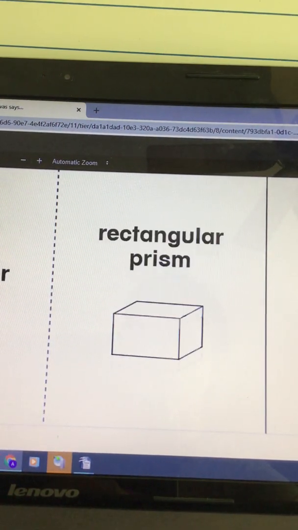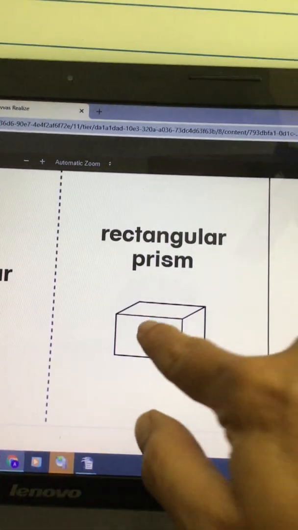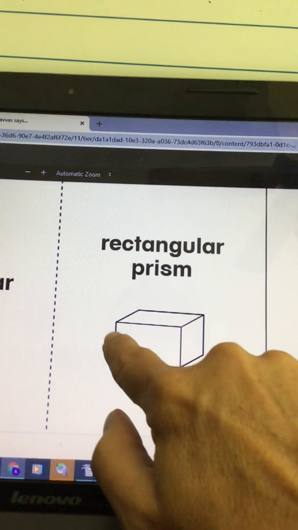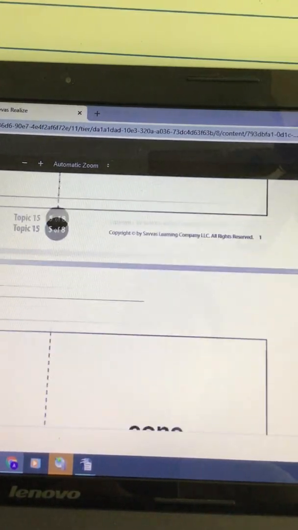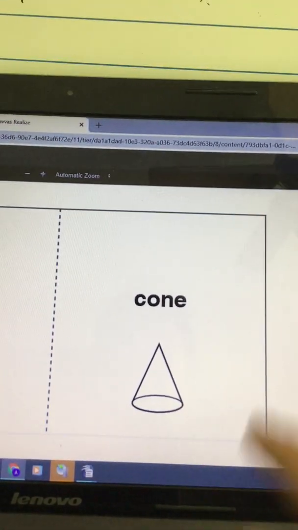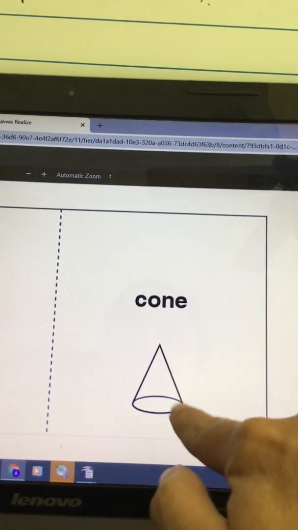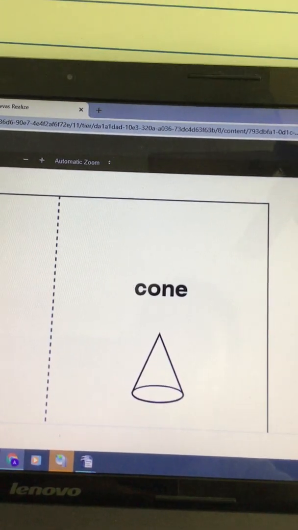Rectangular prism is another 3D shape. It has rectangles on 4 sides and squares on 2 sides. Cone, you should know this, like an ice cream cone. It has a pointed part and a flat part. It is a 3D shape, something you can hold in your hand.